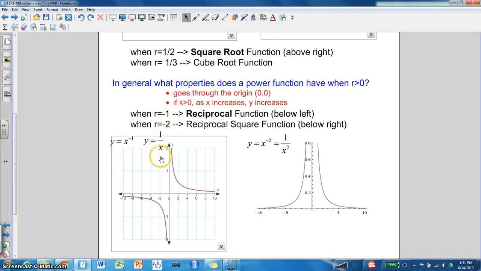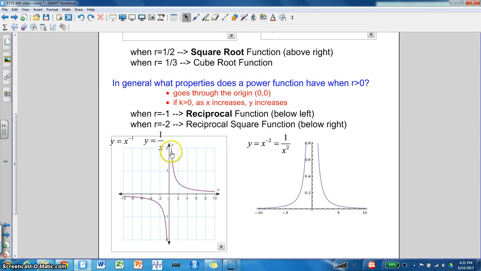When r is equal to -1, and that's right down here, we get this nice relationship. This is called the reciprocal function. Some people know it as the inverse function. Inverse has a sticky or tricky definition, so I want to stay away from that. I'm going to define it as the reciprocal function, because to get y, you have to compute 1 over x, the reciprocal of x. And so if we put in 2, for example, we get out 1/2.